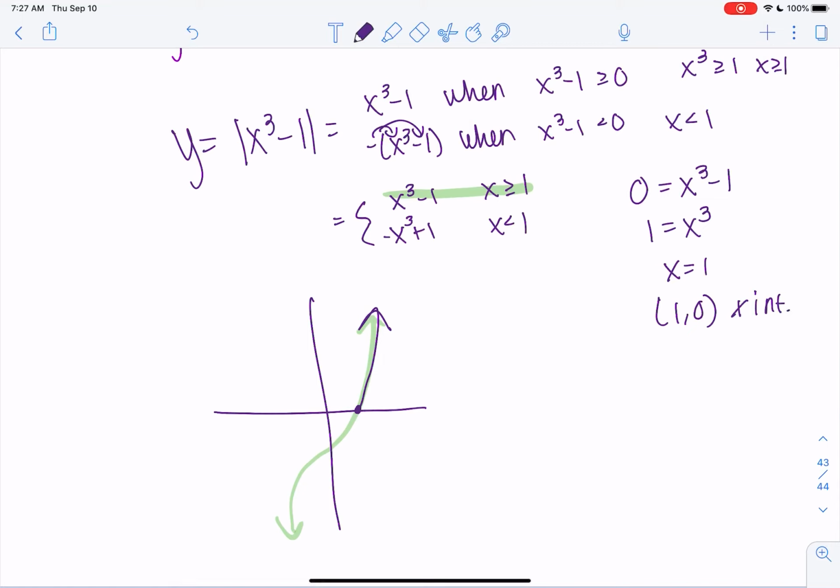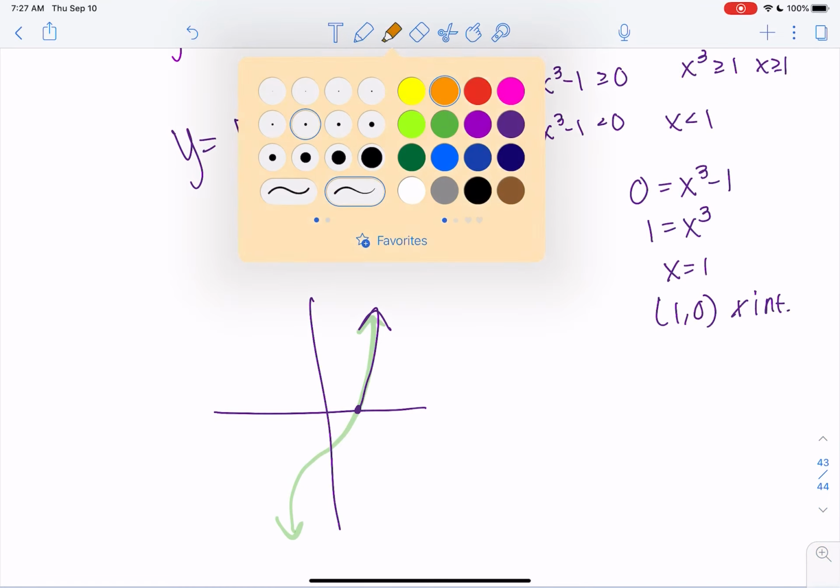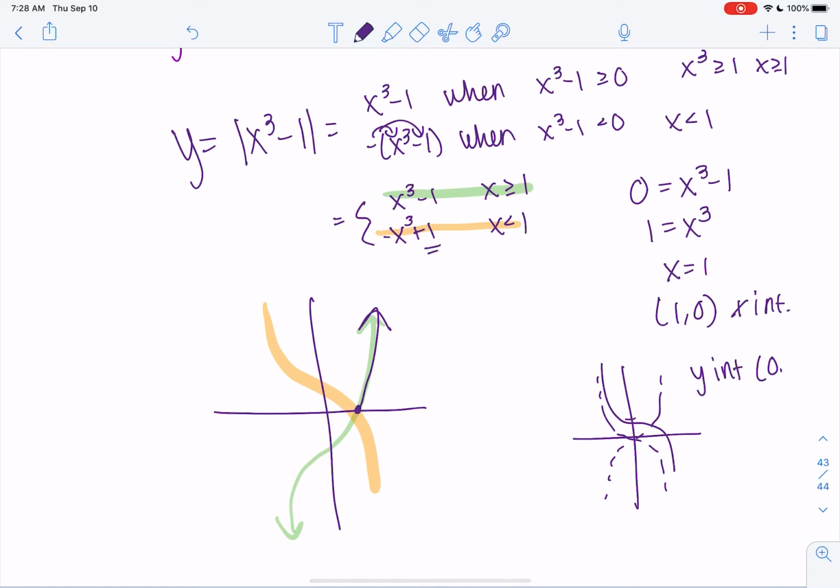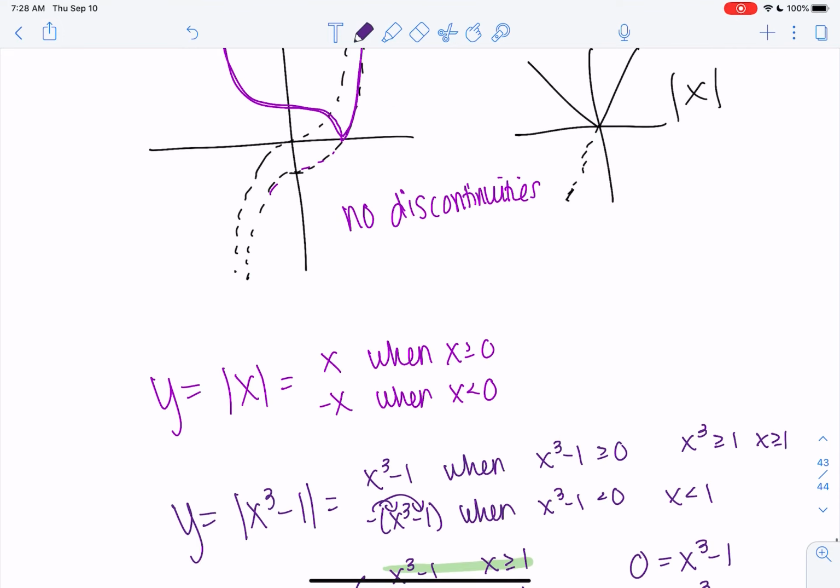And then we're going to go ahead and graph the other one. I'm going to graph it on the side and then bring it over. x cubed looks like this, so negative x cubed goes the other way, and then we go up 1. So it'll look like that. My y-intercept is 1 because of the up 1. And then we're only keeping it when x is less than 1, so we get the same graph as we did above. So two different ways of doing the same thing.